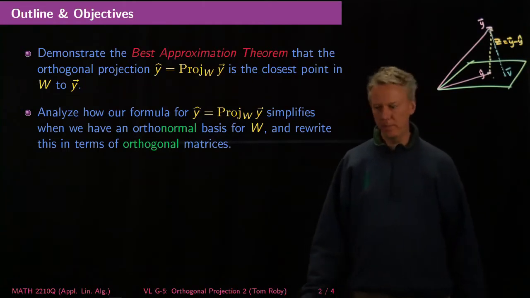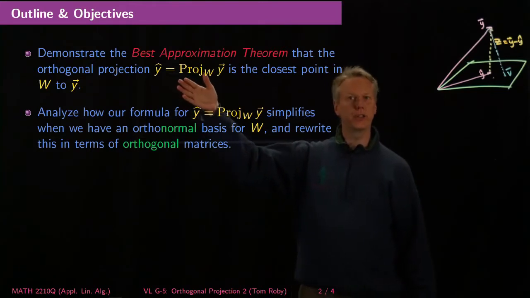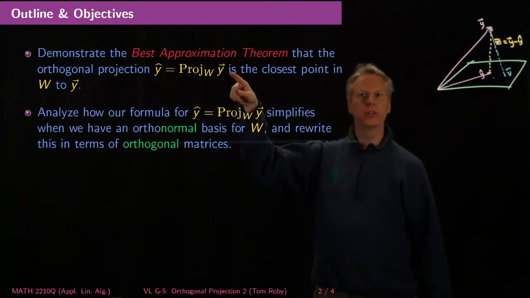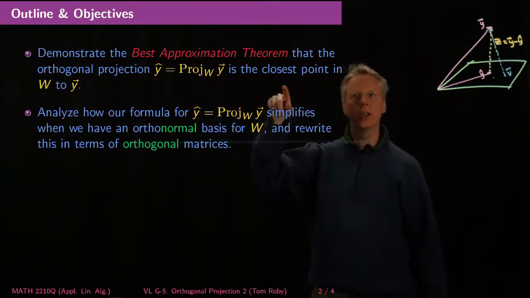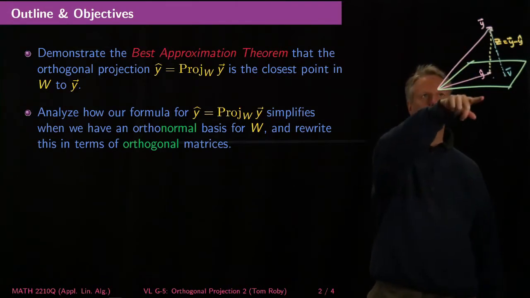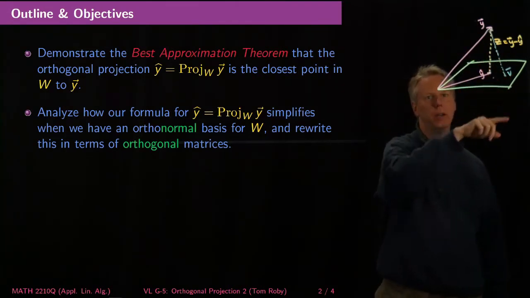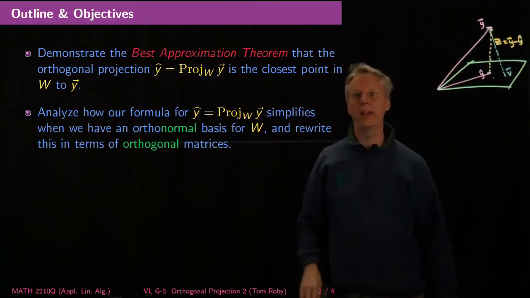We'll demonstrate the best approximation theorem, which shows that the orthogonal projection of a vector y onto a subspace W, which we'll call y hat, is the closest point in the subspace to y. Here's the picture of what we're going to see: y projecting onto y hat in the subspace W, and any other vector in W is going to be further away from y than y hat is.